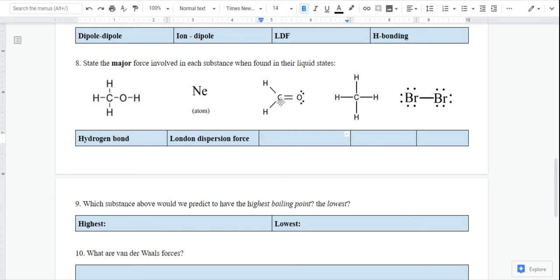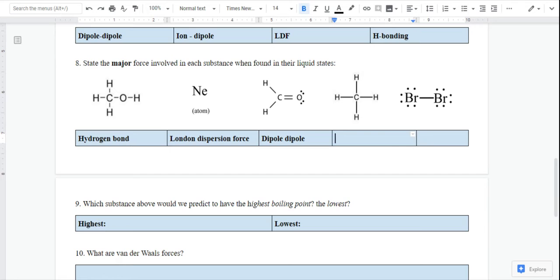Here we have formaldehyde. Just like methanol, it's polar because oxygen is pulling electron density away from this carbon, and it does have hydrogen and oxygen, just like methanol. However, the hydrogen is not directly on the oxygen. So this is not capable of hydrogen bonding, and we would call this one instead just a dipole-dipole interaction.